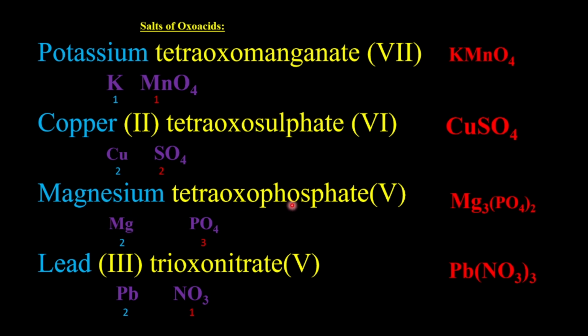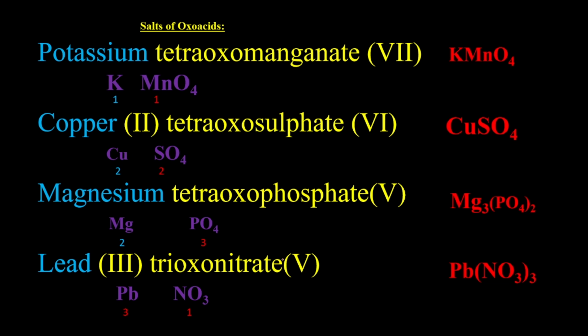Now let's look at magnesium tetraoxophosphate 5. Magnesium from the periodic table has a charge of 2. This is a radical, tetraoxophosphate 5, which is PO4. The PO4 here has a charge of minus 3. So we have 2 and 3 here. Are the numbers the same? No. So if the numbers are not the same, what do you do? You cross. So this 2 will come here. Then the 3 also comes here. That should be a subscript. So that is how come we had Mg3 here, bracket PO4, subscript 2.